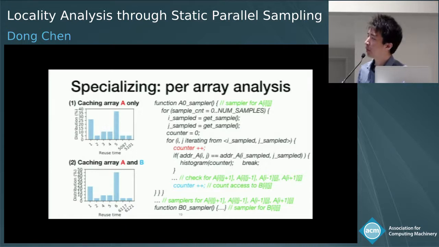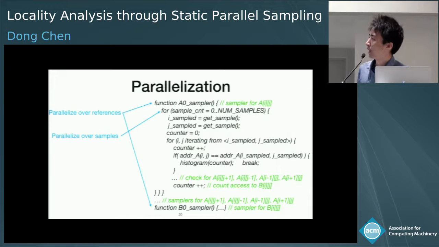And in addition, by comparing these results, we can know how different arrays' reuses interfere with each other. So here the reuse times 3, 4, 5 shifted to 4, 5, 6 by adding a reference to the caching set, and 5,000 to 6,000.